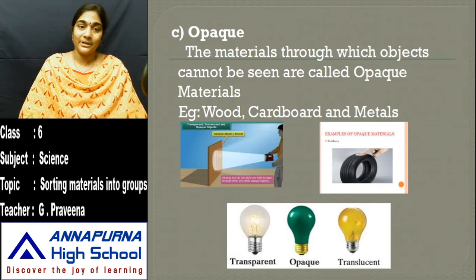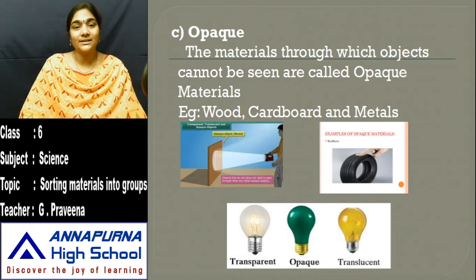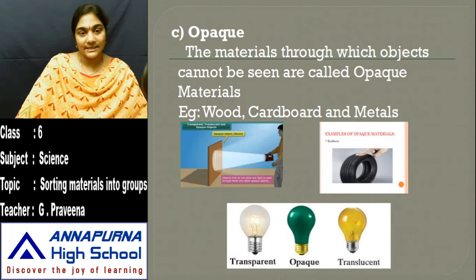Opaque objects do not allow the light to pass through them. Take a piece of cardboard and try to focus the light on it. The light does not travel to the other side of the object, so this material obstructs the light from passing through it. Those objects through which we cannot see the materials on the other side are called opaque objects.